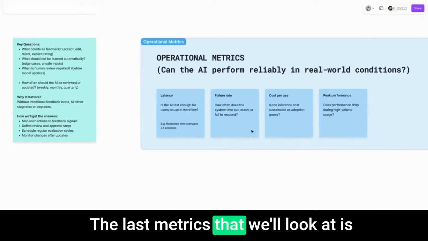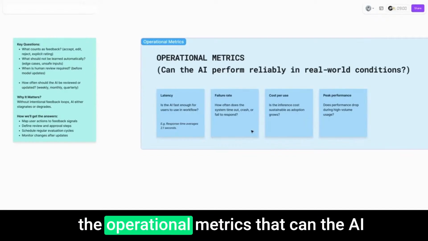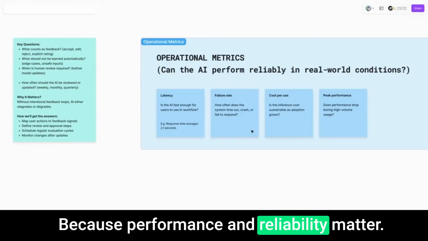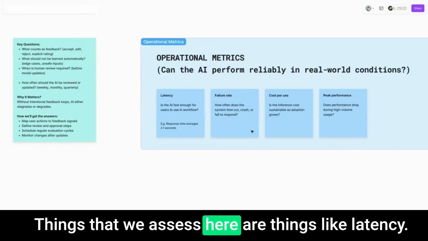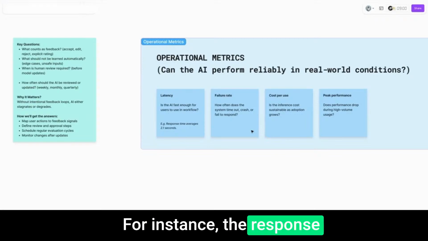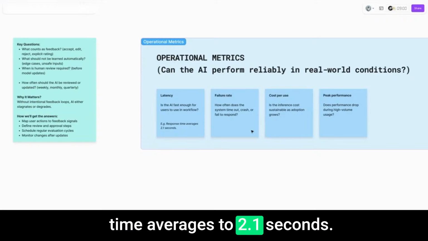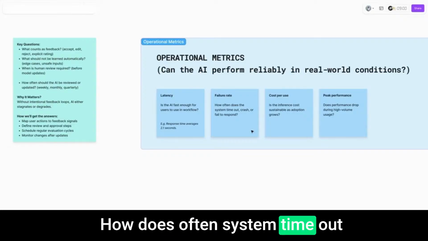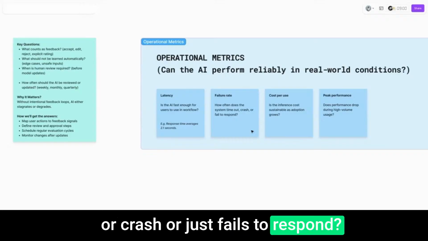The last metric that we'll look at is the operational metrics, that is, can the AI perform reliably in real world conditions? Because performance and reliability matter. Things that we assess here are things like latency. Is the AI fast enough for users to use in workflow? For instance, the response time averages 2.1 seconds. What's the failure rate? How often does the system time out or crash or just fail to respond?